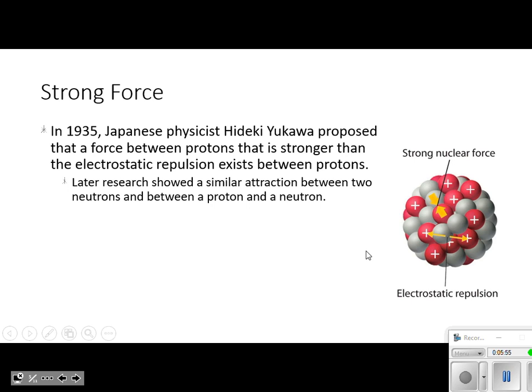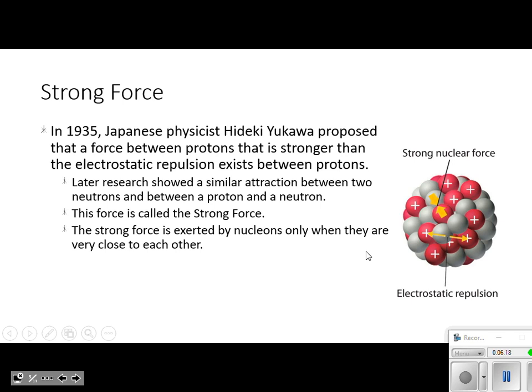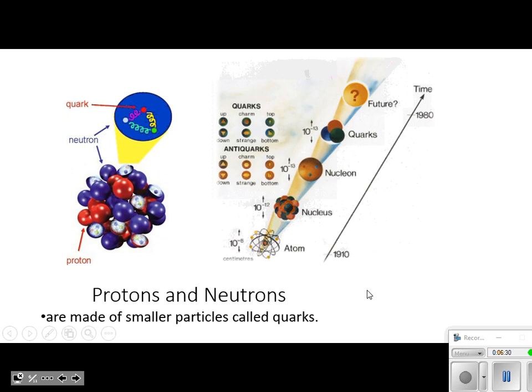Research later showed that not only was there this force between protons, there was also this force between neutrons and between protons and a neutron. So this strong force is what was helping to hold that nucleus together. The strong force is exerted by nucleons only when they are very close together. Only when they're very close together.